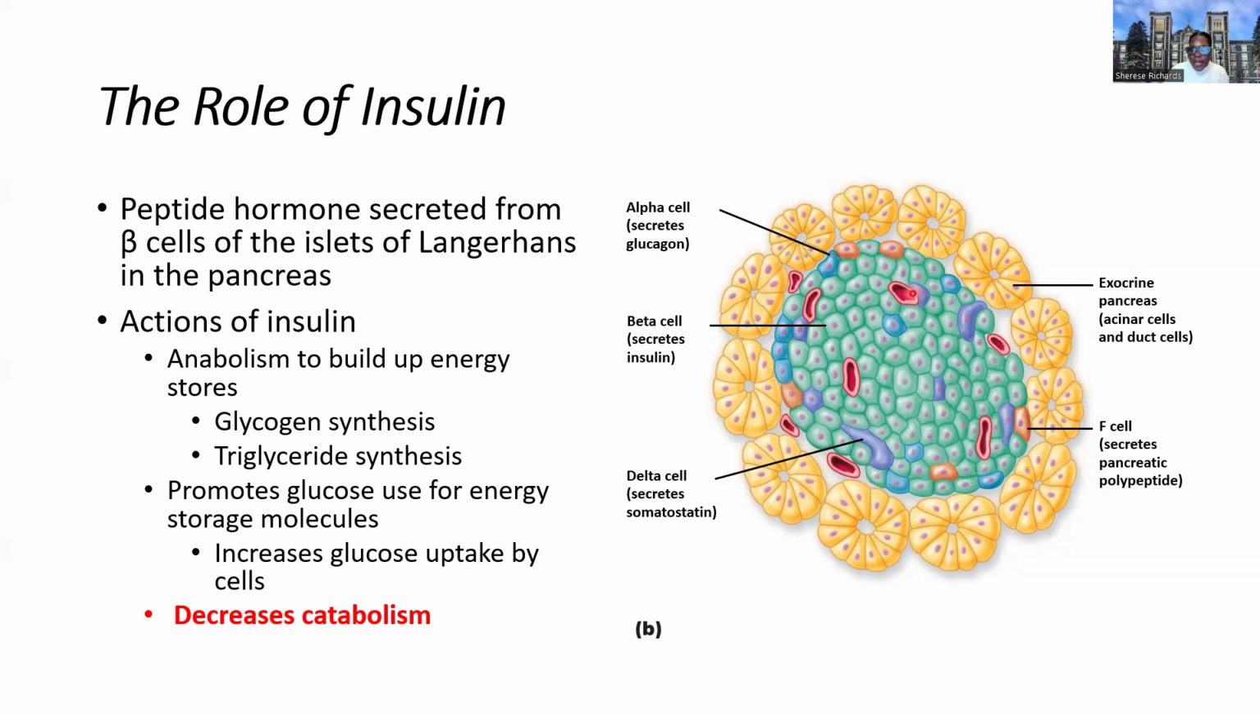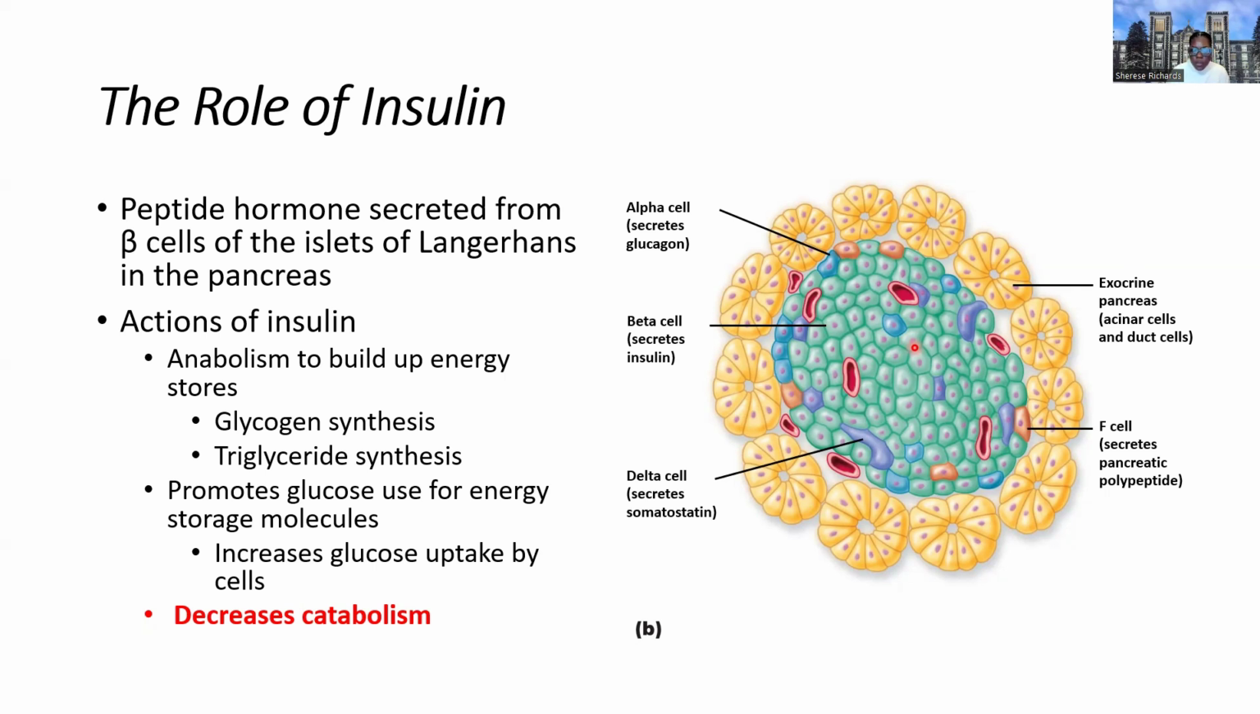The islets of Langerhans, however, notice they have lots of capillaries, lots of blood supply, because they release the hormones here into the bloodstream. Hence, they are endocrine glands. Now, insulin is secreted from the beta cells of the islets of Langerhans. And the function of insulin is anabolic. So it's going to be building up or storing up. So that's going to be glycogen synthesis, glucose turning into glycogen, triglyceride synthesis, so fatty acids and glycerol converted to triglycerides, and then it's going to promote glucose usage for storage.